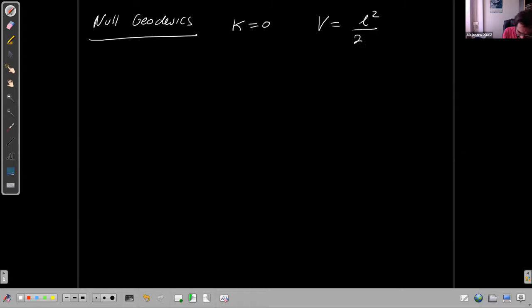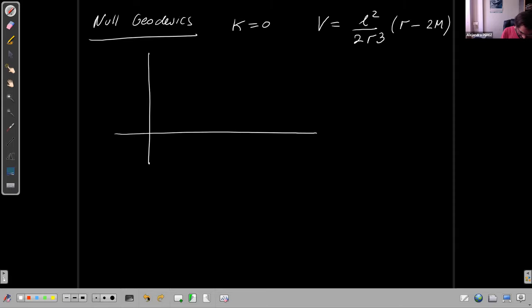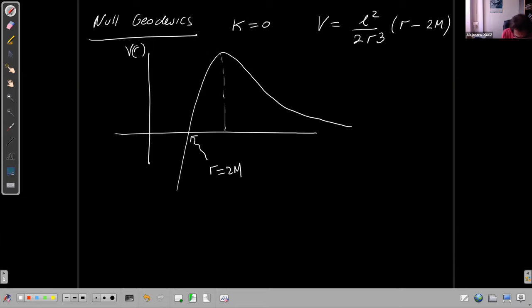So let's look briefly at null geodesics. We take kappa equals zero. If you take kappa equals zero, then the potential V is given by the expression I wrote before when you set kappa to zero. And so it looks like the following. Something like that, again, as always, r equal to 2m is where the potential goes through zero. At this point, we have an extremum. So we can have unstable circular orbits of photons, and this corresponds to the so-called photon sphere, r equal to 3m. And this is something you can easily get by just differentiating this potential and setting it to zero.